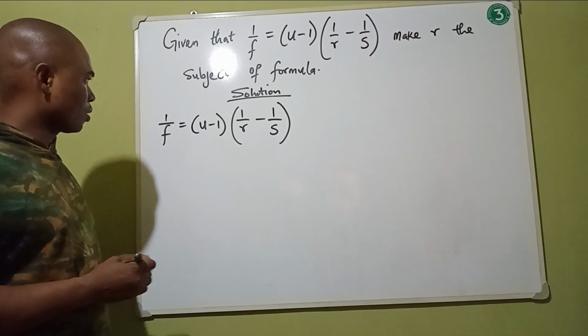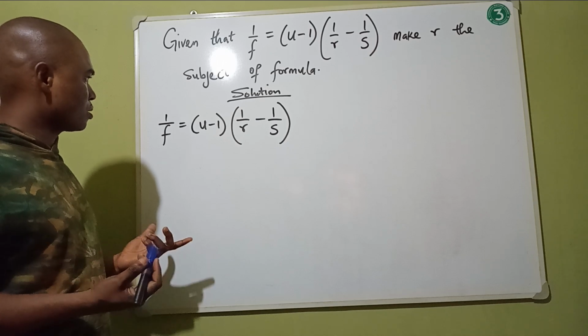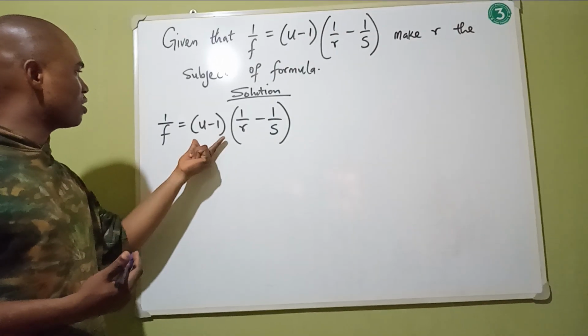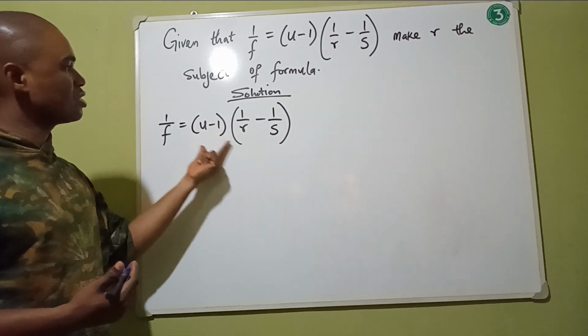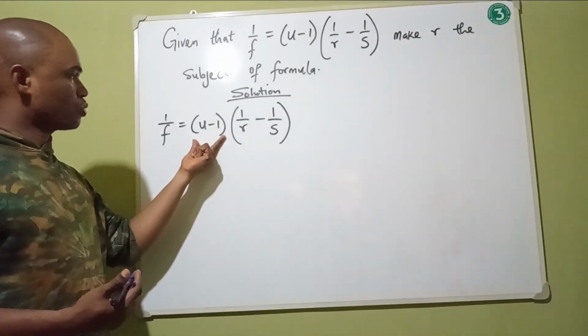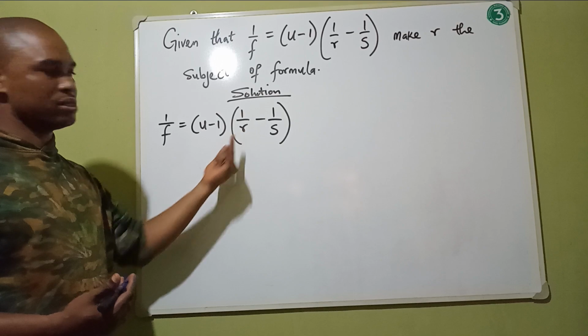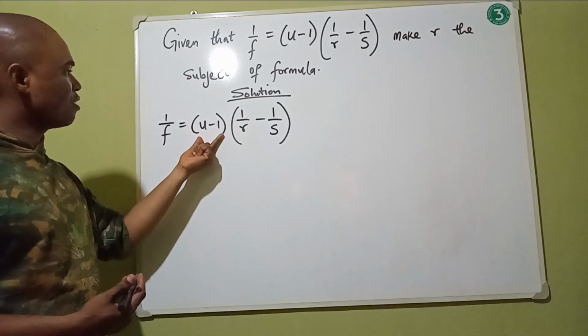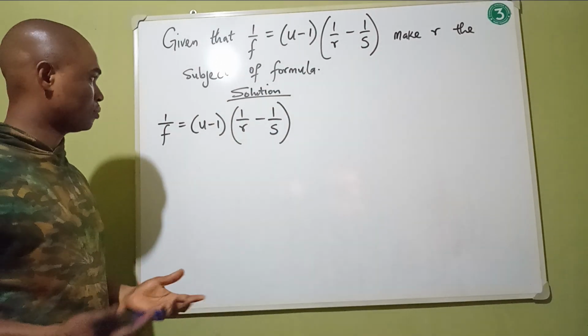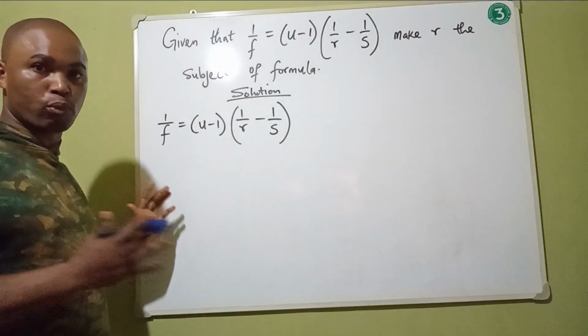Now, what I'm going to do here is to find the inverse of this and multiply both sides. Now, the inverse of u minus 1, since this is multiplying this, I want to eliminate this so that I'll be able to isolate this r. So the inverse of u minus 1 is 1 over u minus 1. So I'm going to multiply both sides.